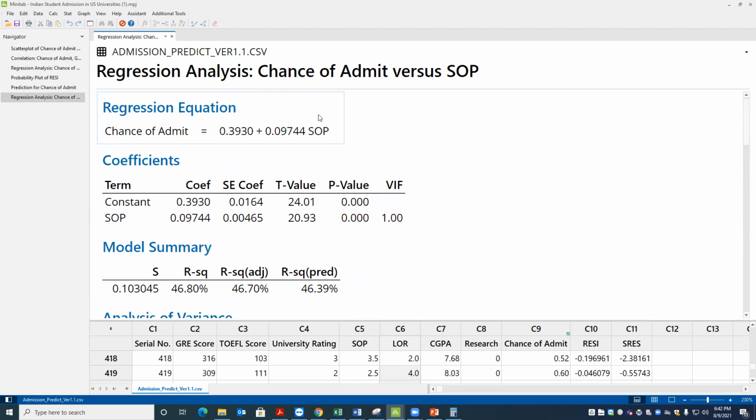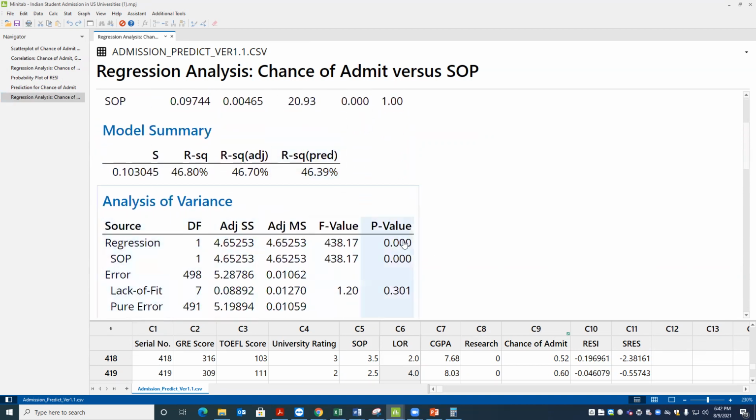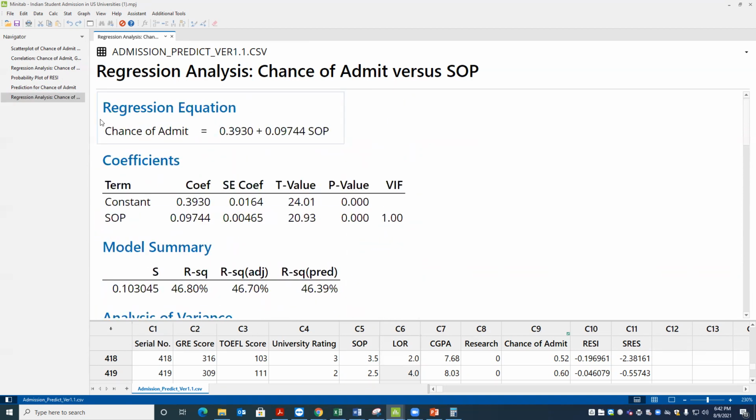Is this model fit or not? Is this model correct or not? This p-value is less than this, which means this is correct. This is also less than 0.05, okay, this is 0, which means the model is correct. The regression is also significant, which means this model can be used. This is a valid model for predicting or estimating the chance of admission based on a statement of purpose.